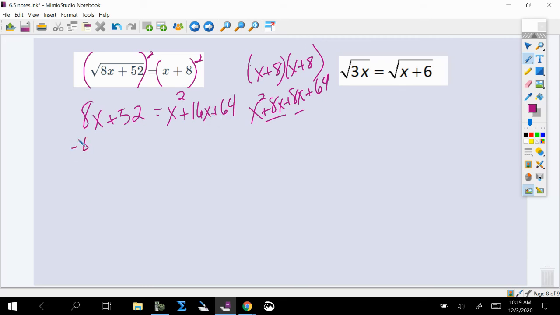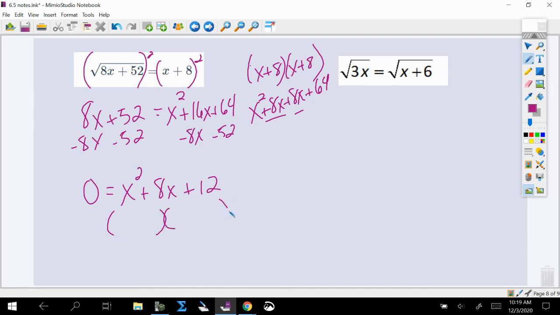I want to get everything on one side, so I'm going to subtract 8x and I'm going to subtract 52. So I get x squared plus 8x, when I combine my x's, plus 12. So I need numbers that multiply to get 12 and add to get 8. So that's going to be 2 and 6. So x plus 2, x plus 6 is my factored version. My 2 possible solutions are -2 and -6.